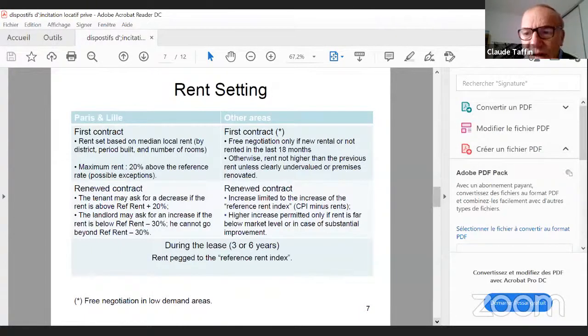This is more or less a return to something between a soft and a hard rent control, which is criticized even by the government, but which has been put in place by some socialist, I must say, municipalities, including Paris.